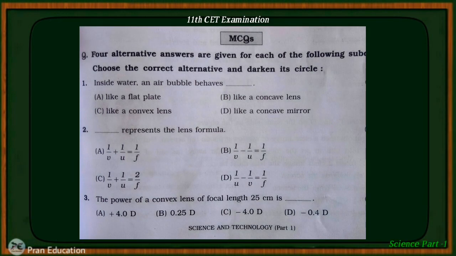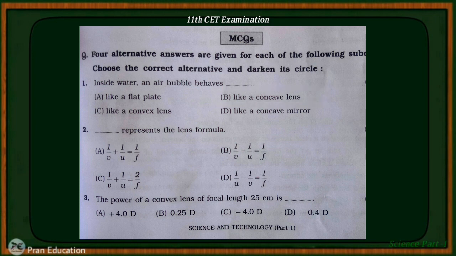MCQs. Question: four alternative answers are given for each of the following sub-questions. Choose the correct alternative and darken its circle. First, an air bubble inside water behaves dash. Options: A like a plate, B like a concave lens, C like a convex lens, and D like a concave mirror. The correct option is option B, like a concave lens.